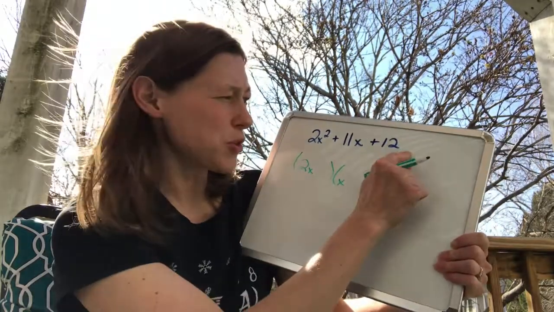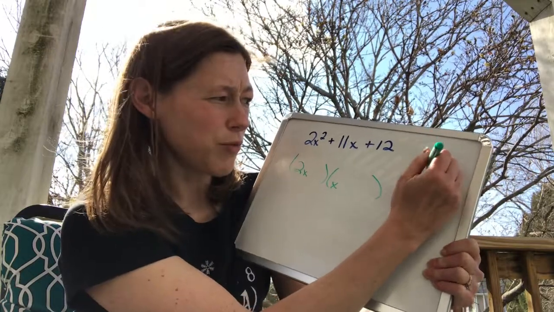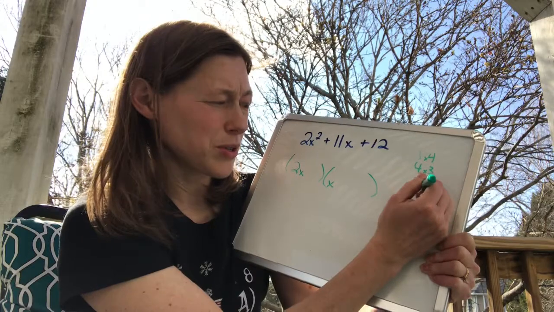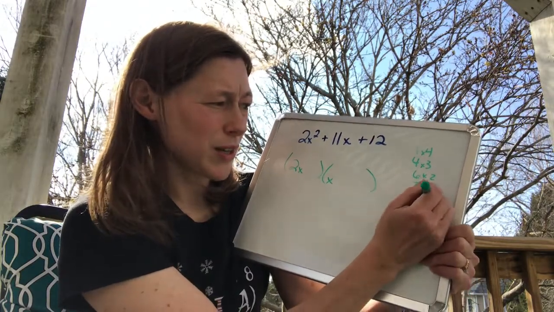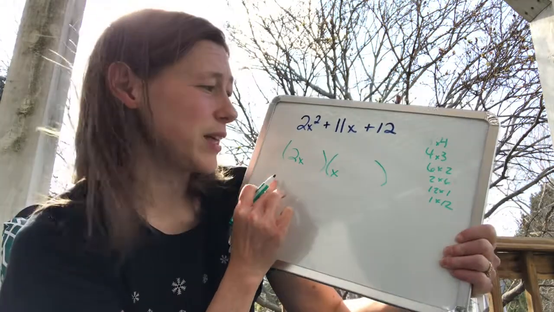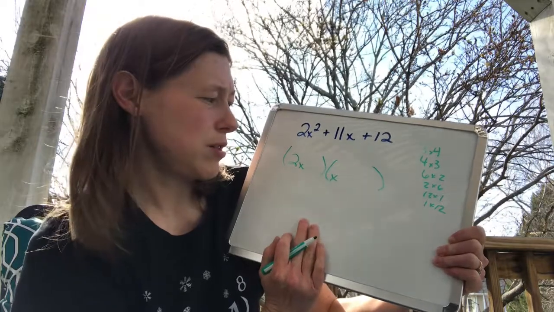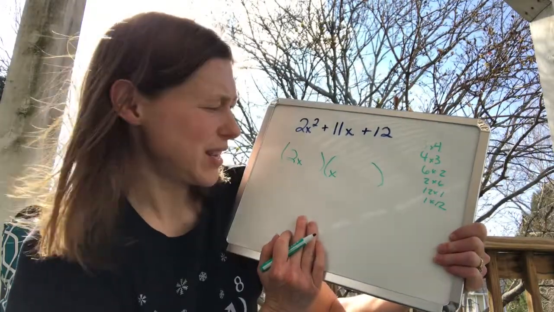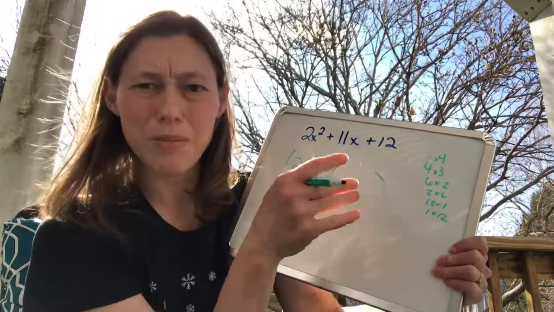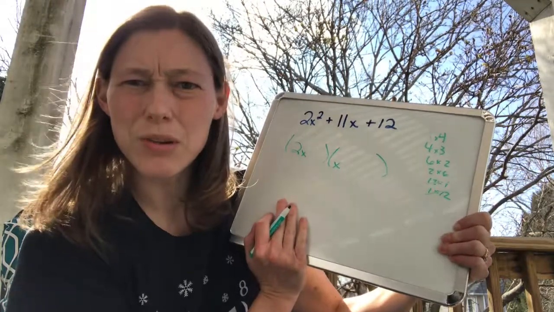But if you look at 12, remember, you could have 3 times 4, or 4 times 3, or 6 times 2, or 2 times 6, or 12 times 1, or 1 times 12. There's all those choices. So we need to decide which pair will work. And if you think about it, 12 is not going to work because if we have 12 here and 1 here, that's already above 11. So we know we're not going to use those. What do you think we're going to use?